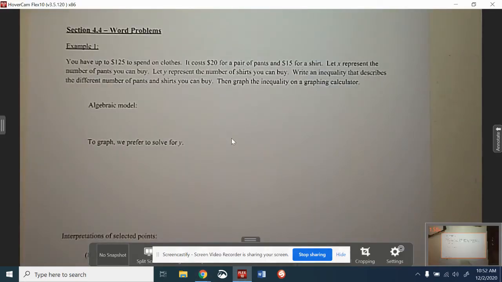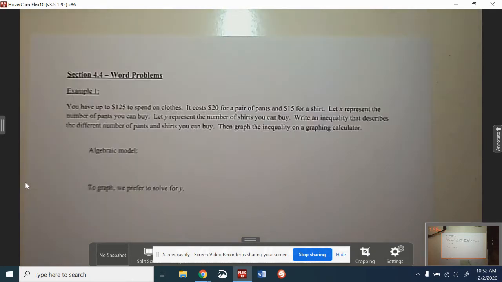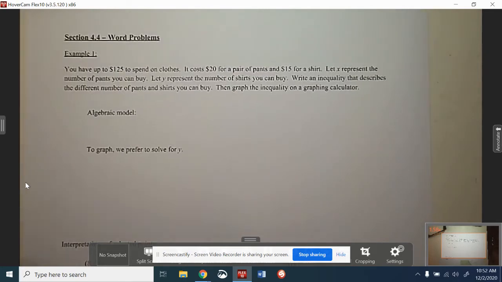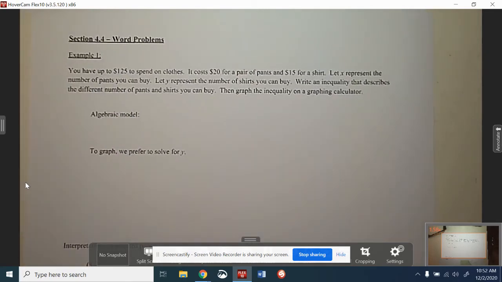All right, what we're going to do next is go through a word problem. If you have the ability to print this handout, I would suggest that you print it. It'll make your life a little easier. Otherwise, you can copy it down as we go. If you need to, you can pause the video to copy the word problem.